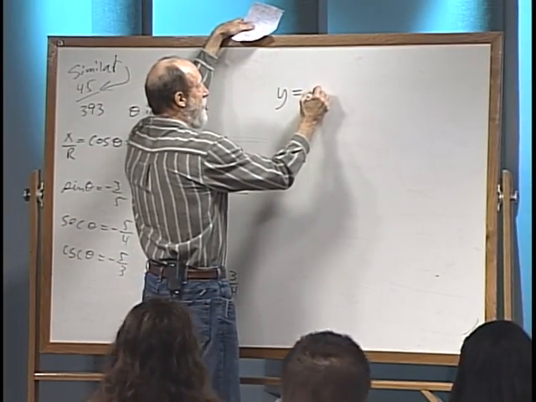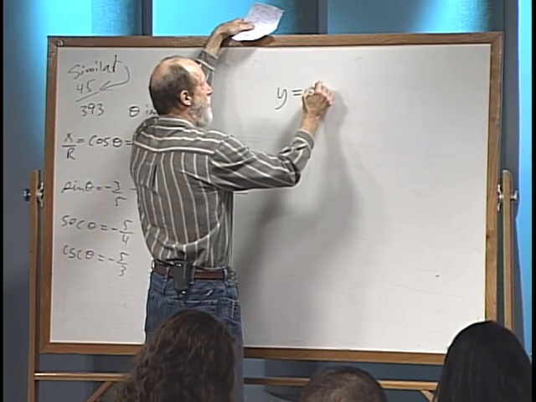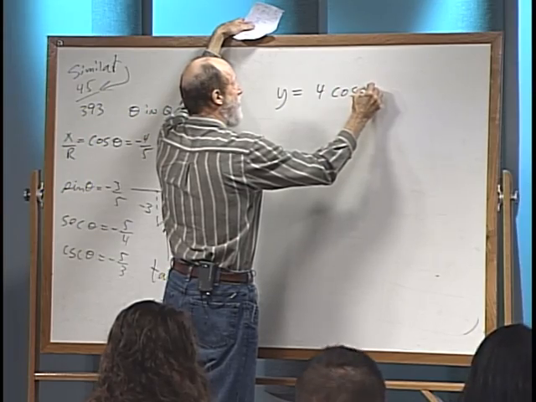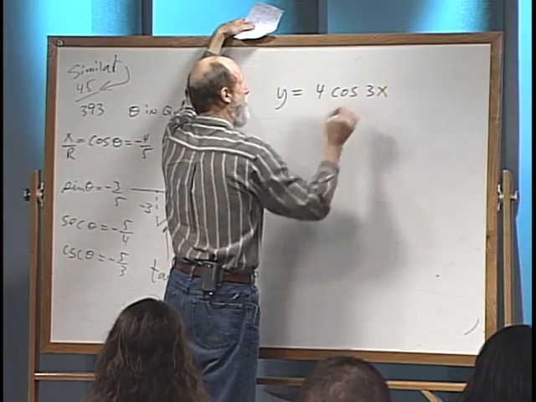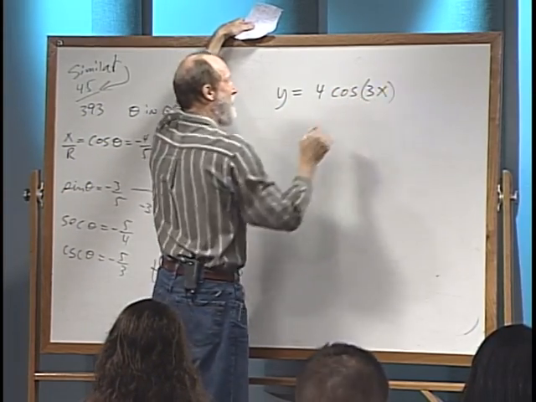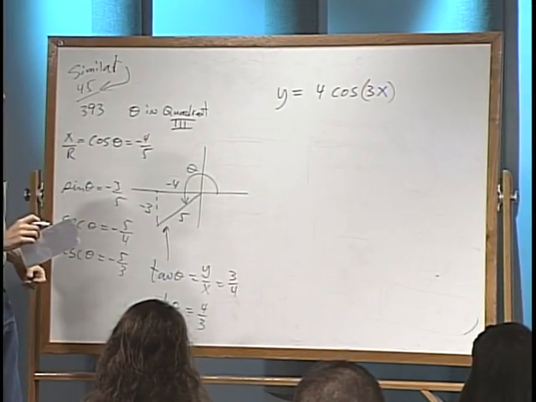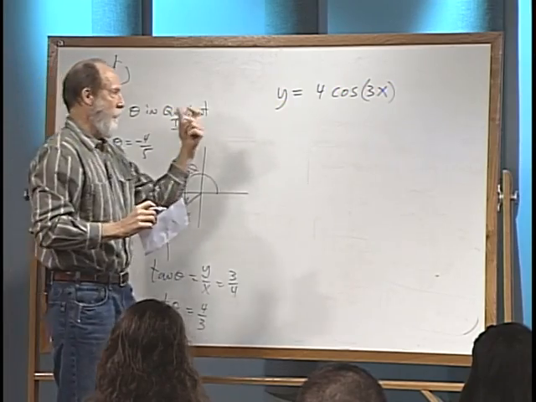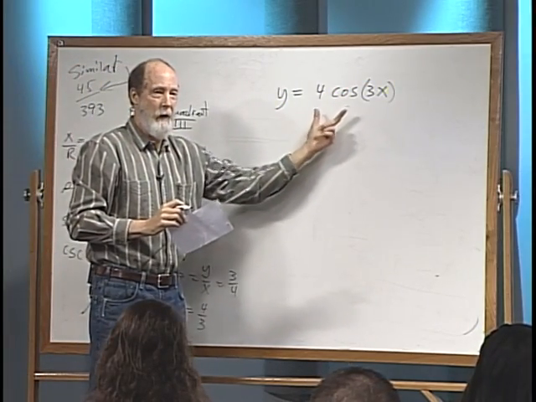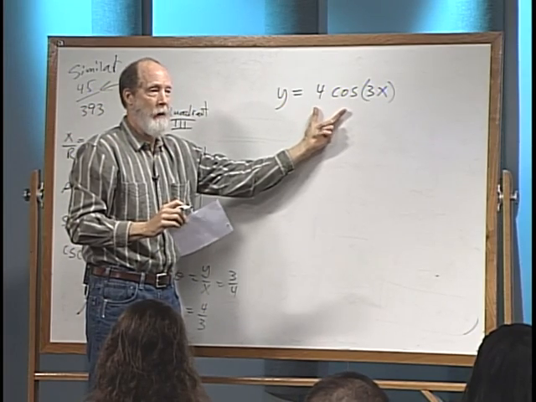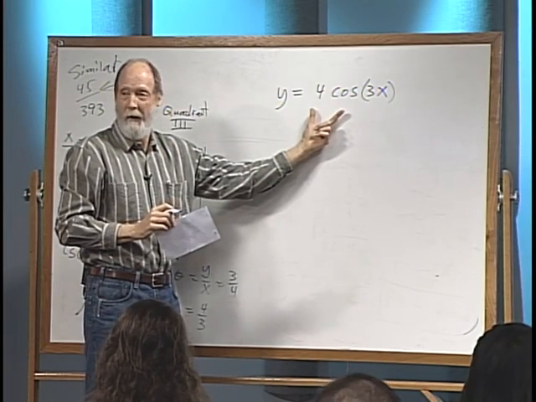Let's practice with something like this. Y equals 4 cosine of 3x. Now I'm going to show you the way that I've shown you previously to do the analysis of this, or to understand the transforms and draw a sketch, but I also want to show you another way that you might really like.